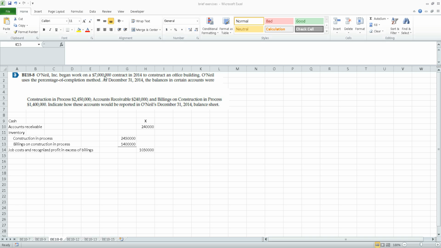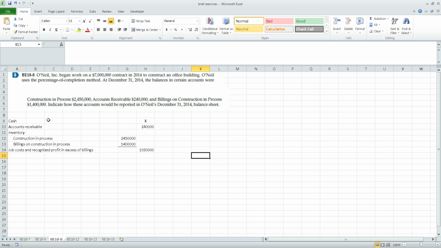The contract is a $7 million contract, and we're given balances in some of their accounts at December 31st, 2014. Specifically, we're told that the construction in process account has a balance of $2,450,000. The accounts receivable account has a balance of $240,000, and the billings on construction in process has a balance of $1.4 million. It asks us to show how these accounts will be reported in the company's balance sheet at December 31st, 2014.